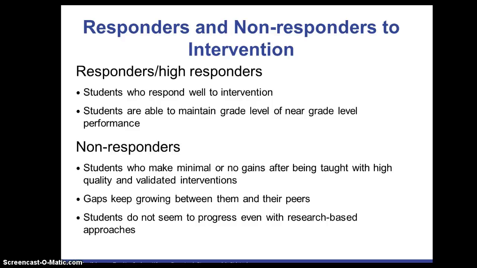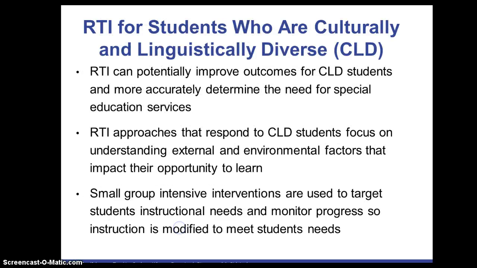What we're looking for is responders and non-responders. It is response to intervention. The responders are the kids who, when you change the instruction, they get it. These are the kids who are able to maintain grade level or near grade level performance. The non-responders are the ones who make minimal or no gains, or actually even lose their progress after being taught with high quality and validated interventions. These are the kids where the gaps keep growing between them and their peers. And these are kids where even when we use the best techniques we know, they don't seem to get it.